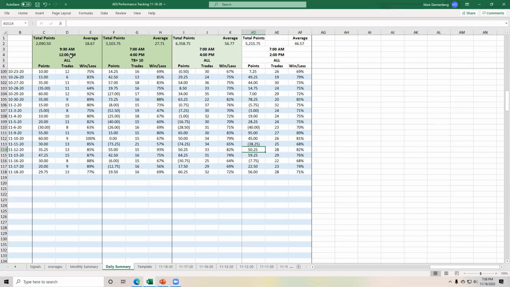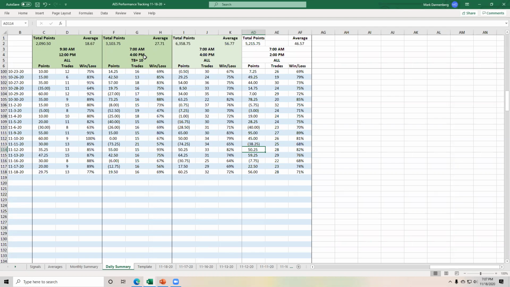So in our 9:30 to noon all signals category, on Monday, we put up 30 points. Tuesday, we put up 20 points, and then today, 29.75 points. Now, with the NASDAQ 100 futures, which is what this is measuring, it's $20 a point. So $20 per point per contract. So I'll show you how that translates into our actual performance here in just a minute.